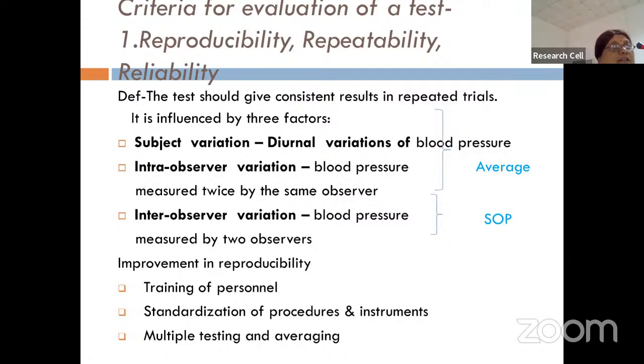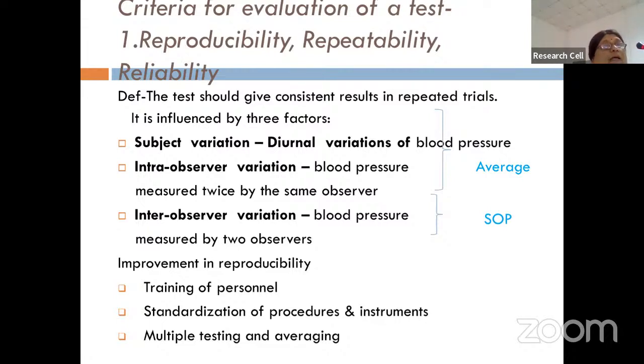One is subject variation. Take the example of taking blood pressure. Our blood pressure has diurnal variation. There is diurnal variation of our blood sugar and serum cholesterol. So all the levels change because of this biological factor, which may influence the reproducibility or repeatability of a test.